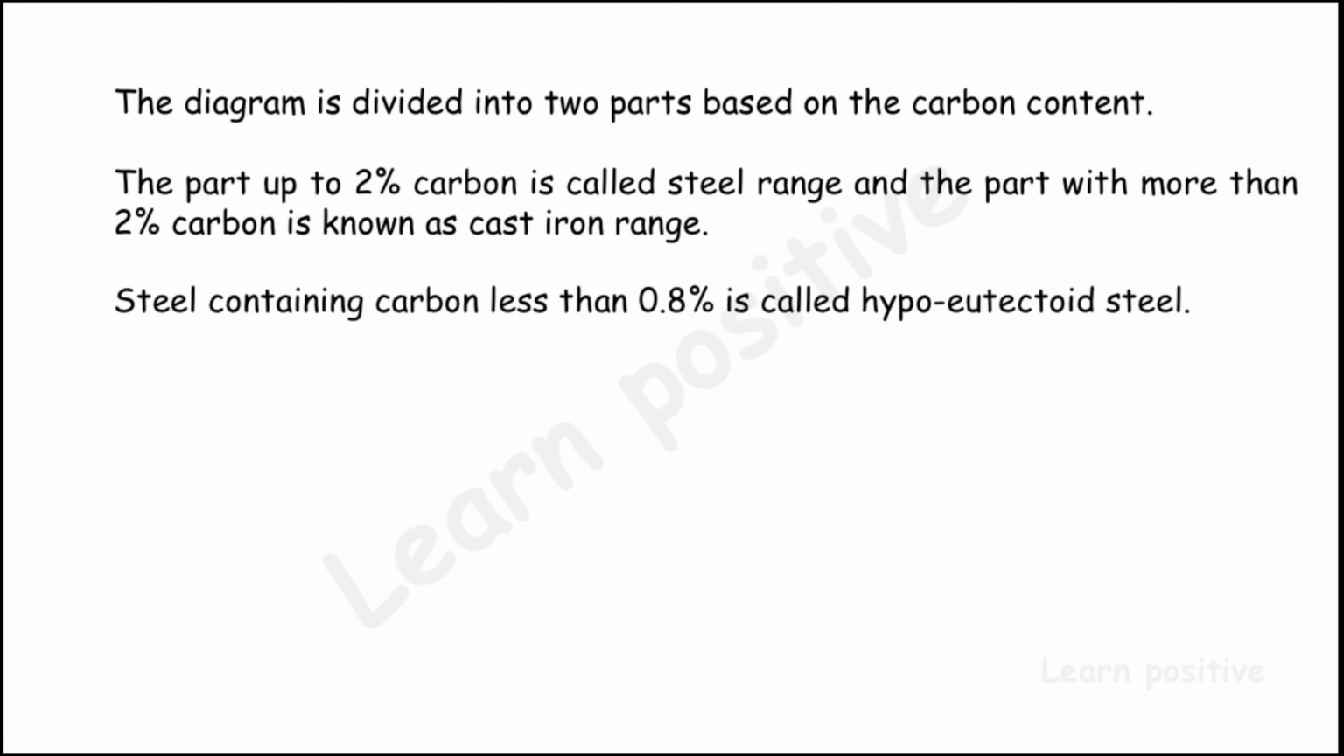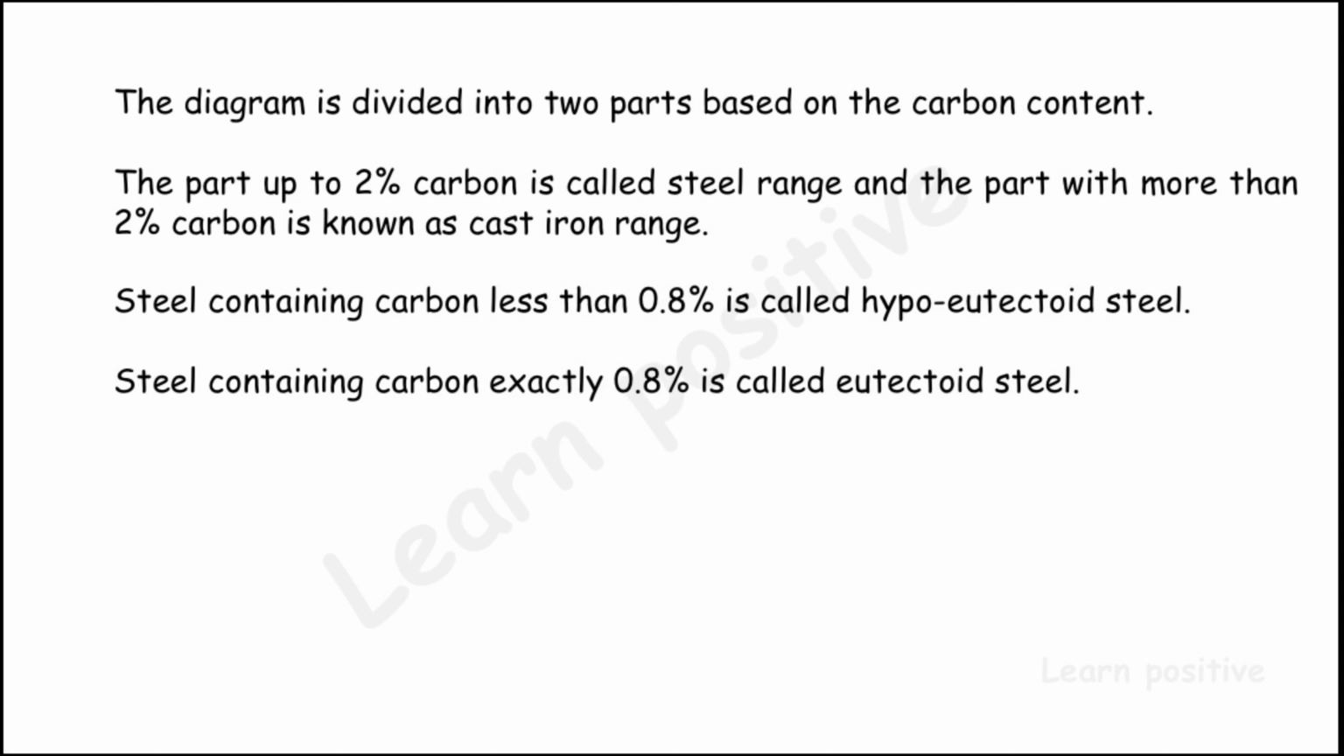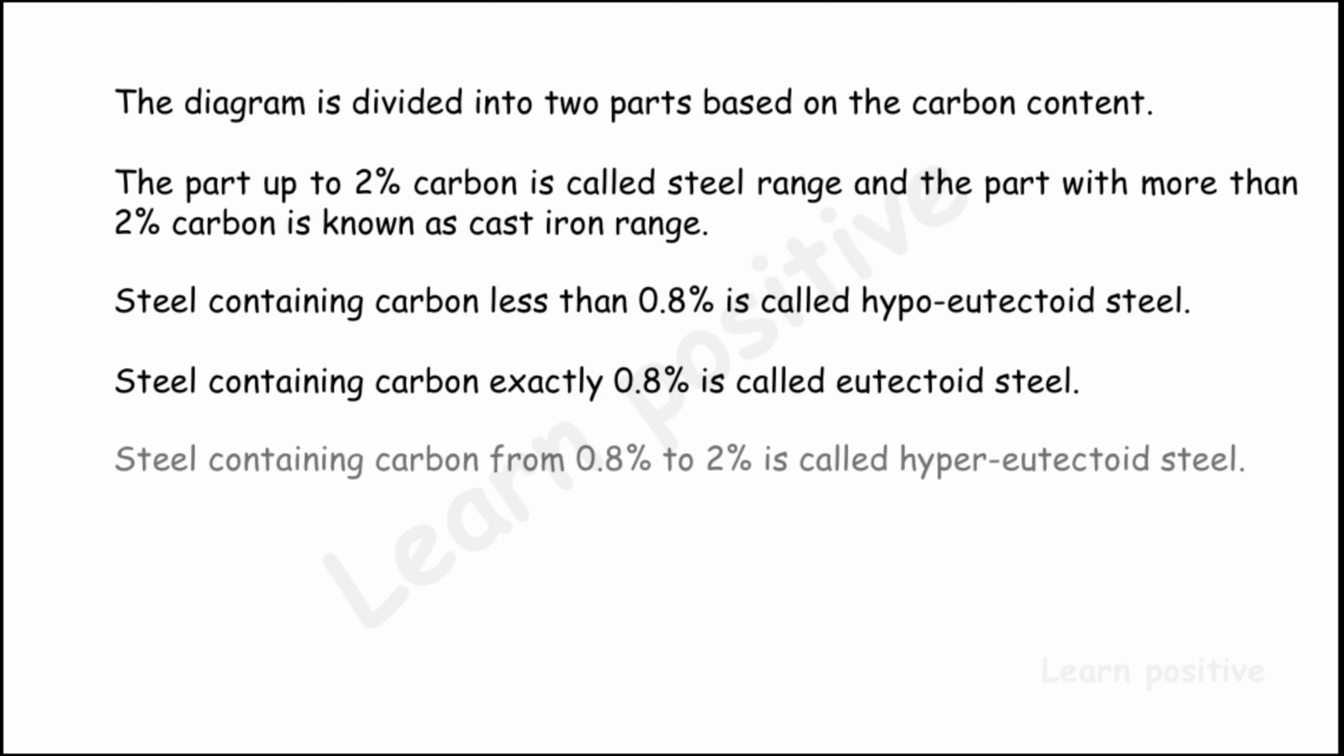The diagram is divided into two parts based on the carbon content. The part up to 2% of carbon is said to be the steel range, and the part with more than 2% is said to be the cast iron range. The steel containing less than 0.8% carbon is said to be hypoeutectoid steel, exactly 0.8% is said to be eutectoid steel, and more than 0.8% up to 2% is said to be hypereutectoid steel.